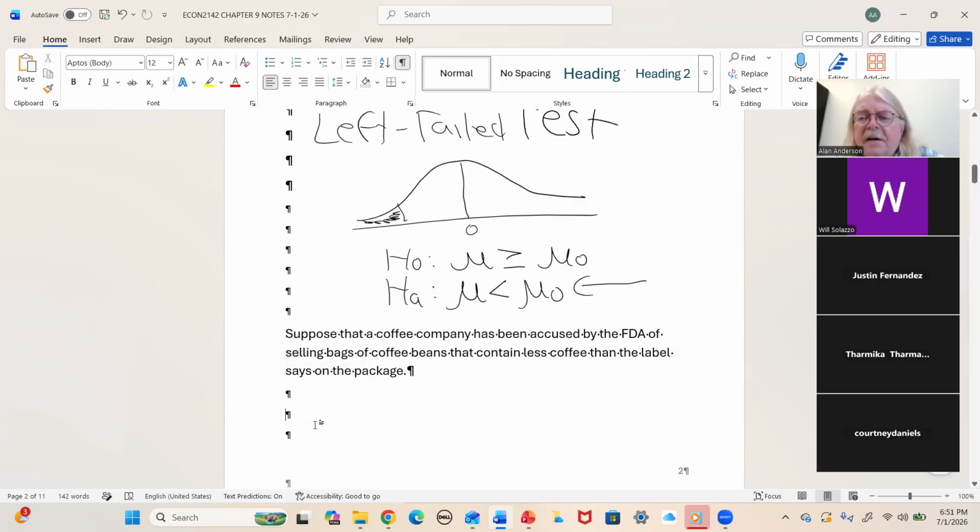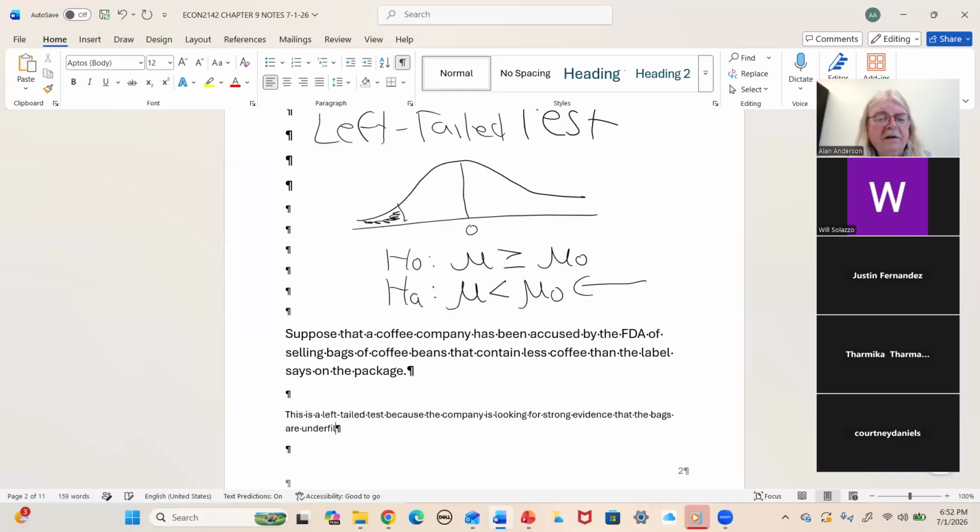So now it could be that they're not doing this on purpose. Maybe the manufacturing process has something that's going wrong, that there's something not happening that's correct. Somebody's not overlooking it correctly. So what they're going to do is say, listen, let's grab some coffee and let's weigh it. And if we can reject the null hypothesis that the mean is at least mu zero, that means we have a problem on our hands and we better fix it. So it's a left-tailed test because the company is looking for strong evidence that the bags are underfilled.